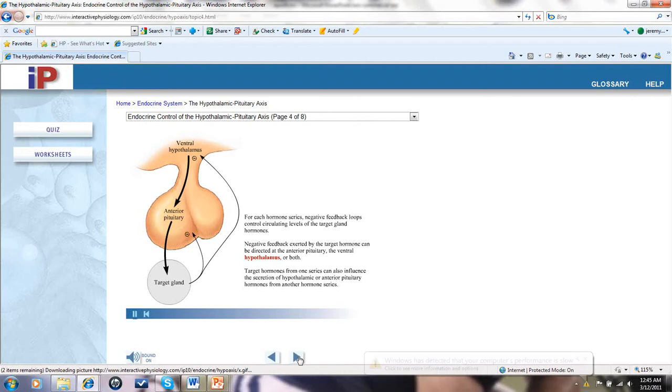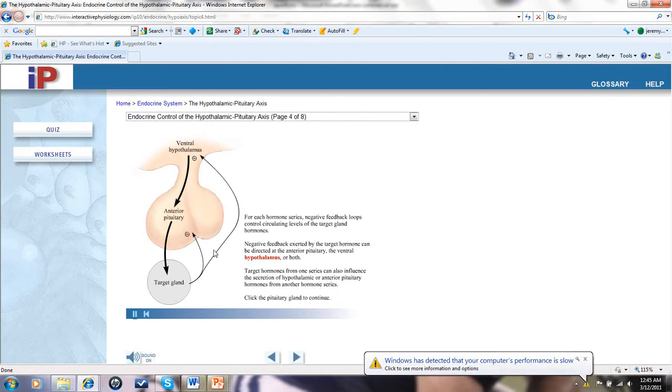We have looked at negative feedback control for thyroid hormone and cortisol in Topic 2. Let's review them briefly here. Click the pituitary gland to continue.